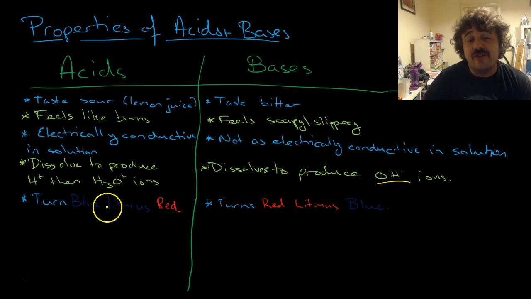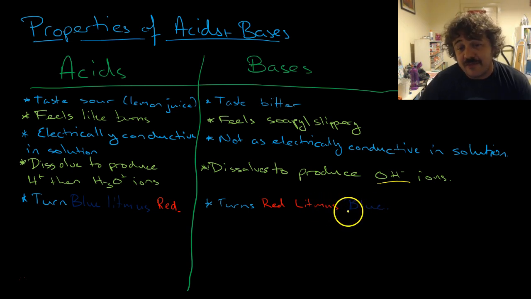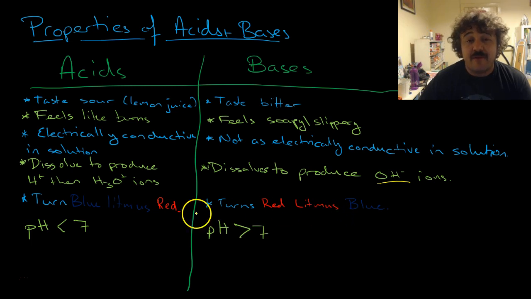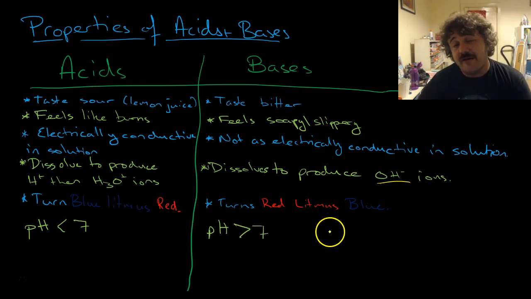An acid will turn blue litmus red. Red litmus will stay red. A base will turn red litmus blue, and blue litmus will stay blue. You have a pH of less than 7 and a pH of greater than 7. You also have a high power of hydrogen and a low power of hydrogen.